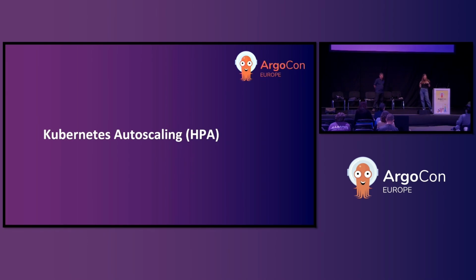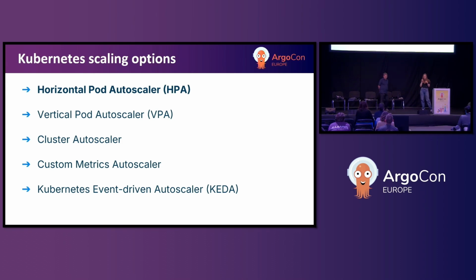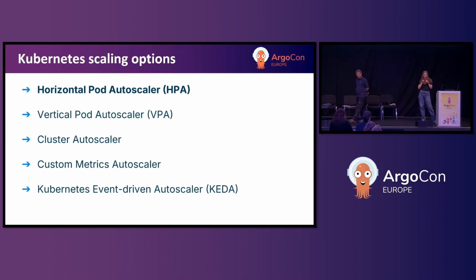So let's talk a little bit about autoscaling. There are different types of autoscalers that you can use. In this talk, we're talking about horizontal pod autoscaler, which adds and removes pods as necessary. There are other scalers, for example, vertical, cluster, custom metrics, and Kubernetes event-driven autoscaler. If you want to know more about which type of autoscalers are available and which would work best for you, please have a look at the official documentation.